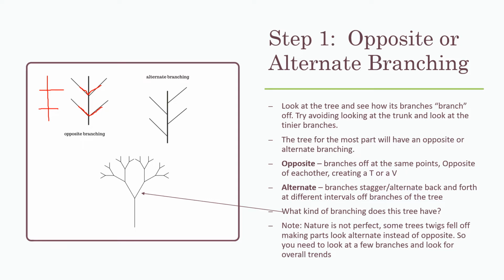Hopefully you've paused the video and figured it out, but the answer is opposite, because every time there's a new branching pattern, it's coming off in intervals that are opposite of each other, creating V's all along the tree. So this is an opposite branching tree. I want to make a note here. Nature is not perfect. Some trees, twigs fall off, making parts of it look alternate instead of opposite. So you need to look at a few branches and look at overall trends. The one branch that you pull down might have a lot of damage and it's hard to distinguish. So you just need to look at the tree overall and see what the major pattern is there.